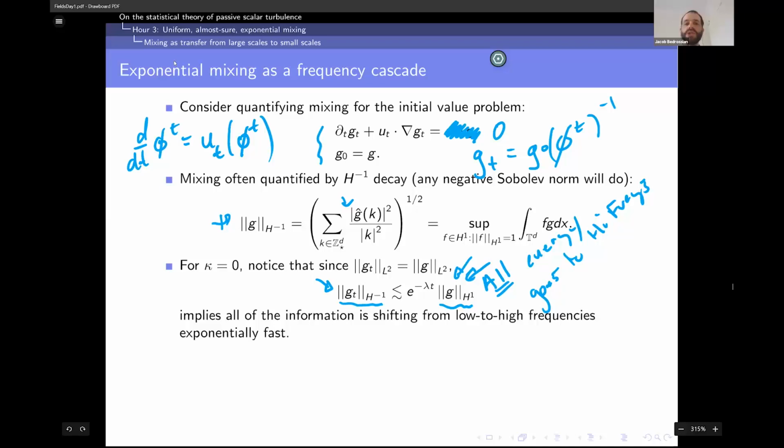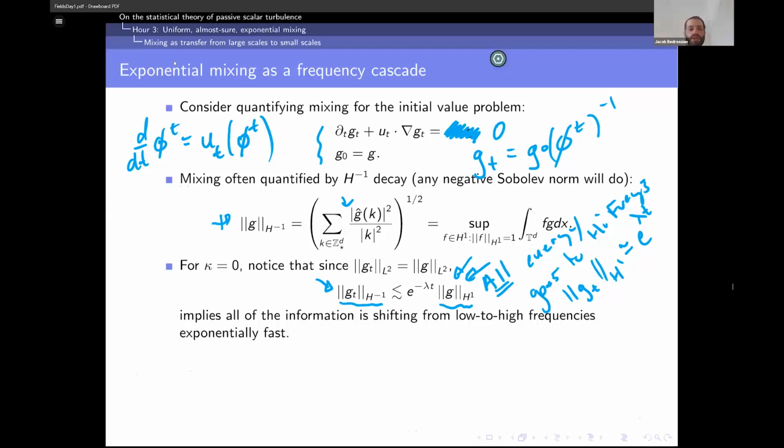So this is much, much stronger than an H1 norm growth. Having a positive Lyapunov exponent you can use to prove that you have an H1 norm growth of the passive scalar, like exponential H1 norm growth. But this is much weaker, actually. This says that you can have a tiny little bit of energy going to high frequencies exponentially fast. This H-1 decay says all of the energy has to go.